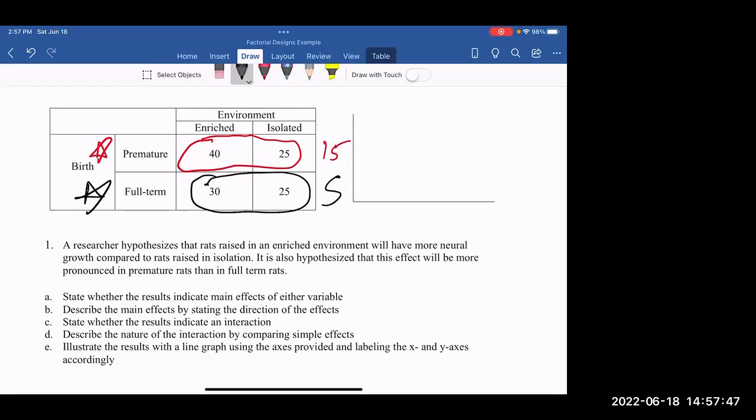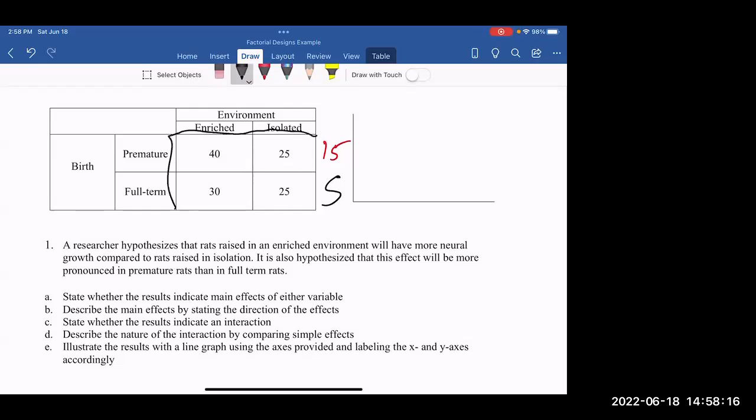Okay, and so the last thing we have to do is we want to graph this to demonstrate the interaction. Okay, so how are we going to go about doing that? Well, basically, we are going to graph the cell means. So we are going to graph everything in this box. And again, we're going to use a line graph. Okay, but we can also use a bar graph if we wanted to. So maybe we'll do both just to illustrate that.